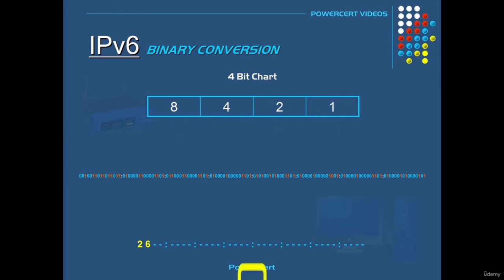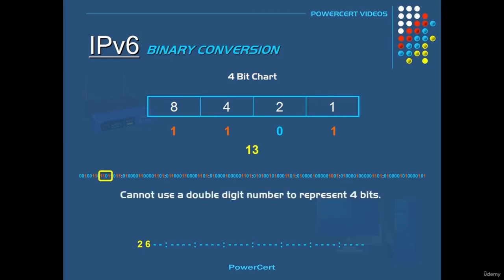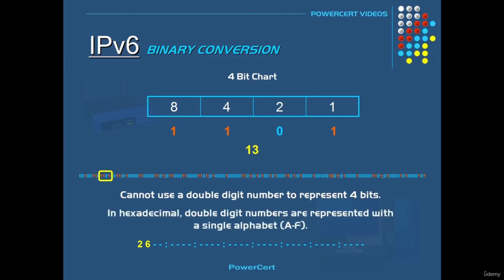So let's do our next set of 4 bits. And if we add all the numbers that we have ones underneath them, we get a total of 13. But the problem is, since 13 is a double-digit number, we cannot use a double-digit number to represent 4 bits. And that's because in a hexadecimal format, double-digit numbers have to be represented with a single alphabet, which is A through F.